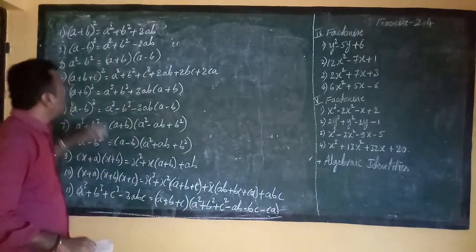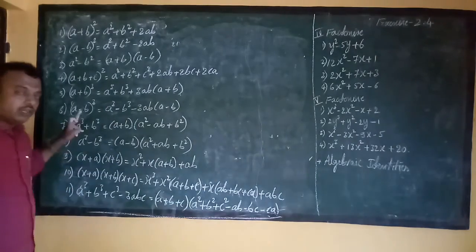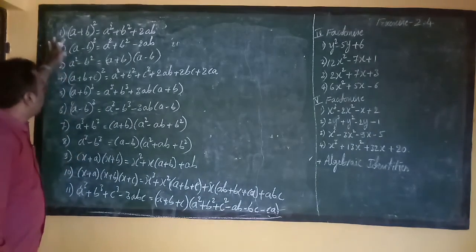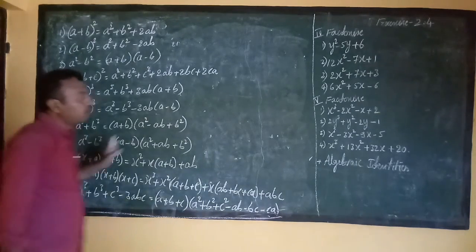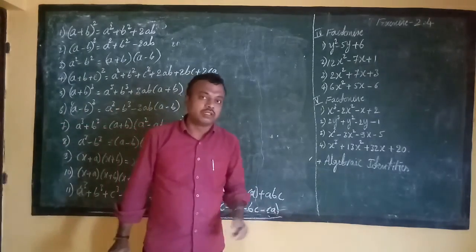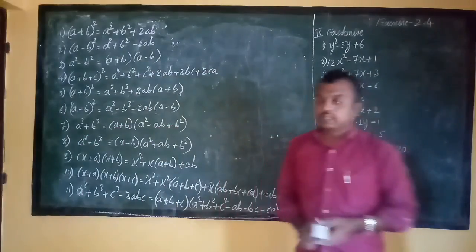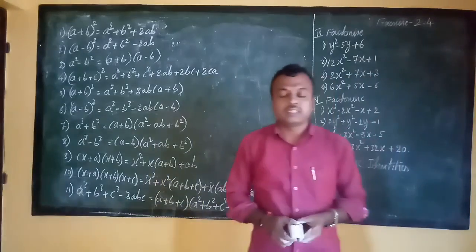So these are the identities we learn this year. There are 11 identities, and we have to learn them at home properly. They are very, very important formulas. We use these identities to factorize the polynomials. Okay students, in the next classes we will discuss the next exercise along with identities. Understand students? Thank you.